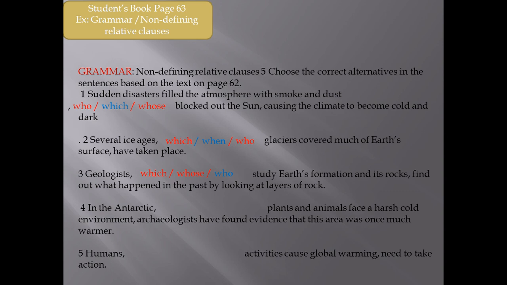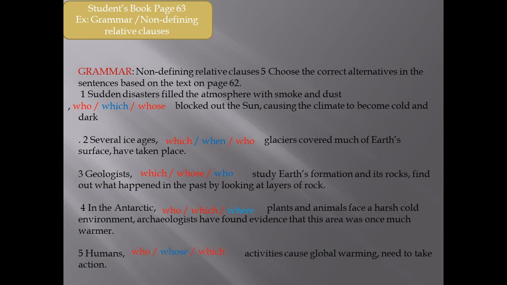Number four: in the Antarctic. We know the Antarctic is a place in the South Pole of the Earth. Here we have who, which, or where plants and animals face a harsh cold environment. Archaeologists have found evidence that this area was once much warmer. Because the Antarctic is a place, we are going to use where.